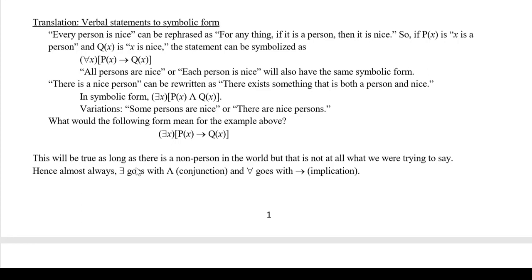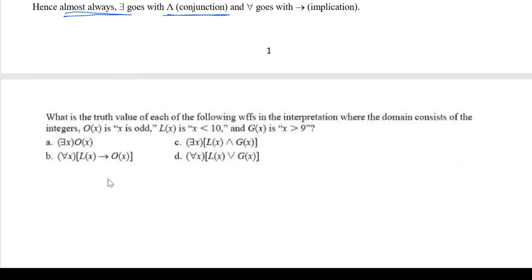So this is true as long as there is a person in the world, but that is not at all what we were trying to say, right? So hence, almost always, and here we have to pay attention, almost always, when you have "there exists," it goes with an "and," not with implication.